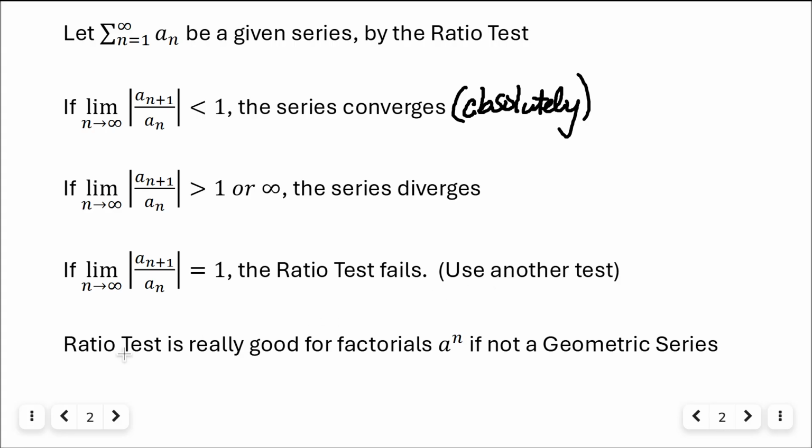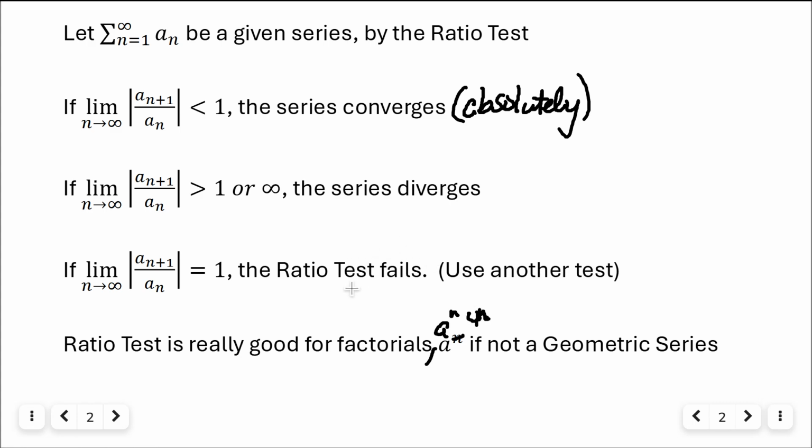Okay. The ratio test is really good for factorials. All right. And a sub n, if it's not a geometric series. So if you have something with a to the power n, like 4 to the n, if it's not geometric. Okay, and you'll see that coming up in just a moment.